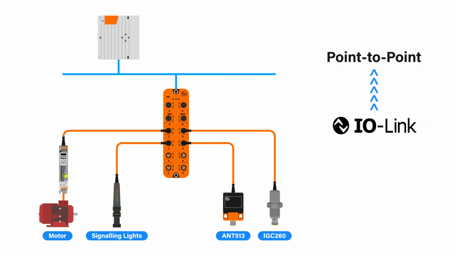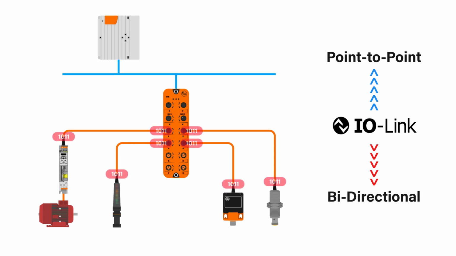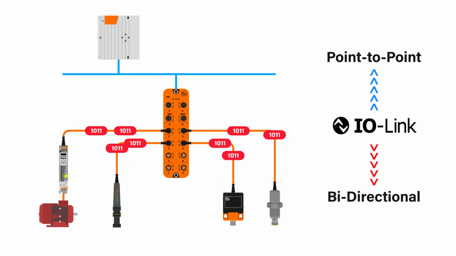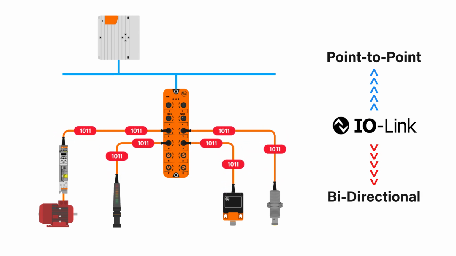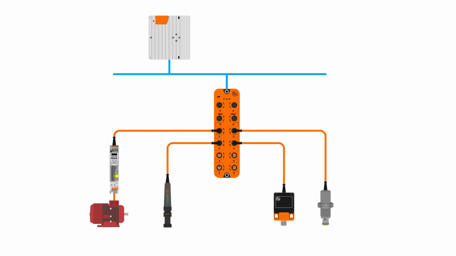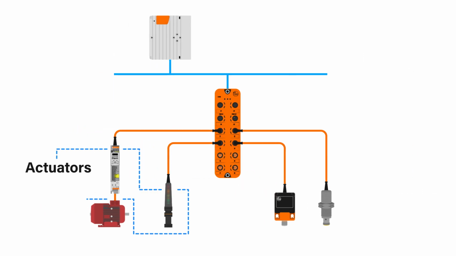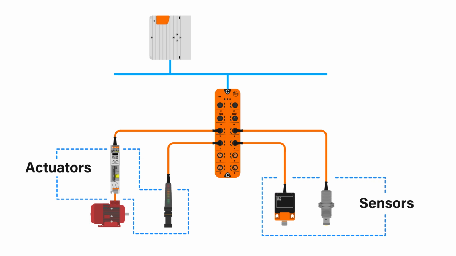IO-Link is a communications protocol that works point-to-point. A point-to-point communication connection is a communications connection between two separate endpoints or nodes. IO-Link is bidirectional, meaning it works two ways and works over a short distance. It is primarily used to communicate with sensors and actuators in factory or plant automation processes.